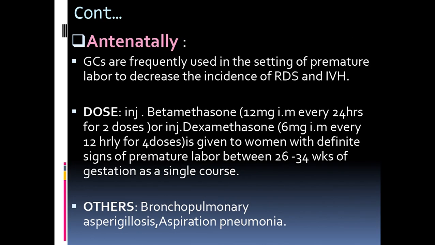Then antenatally, glucocorticoids are frequently used in the setting of premature labor to decrease the incidence of RDS, respiratory distress syndrome, and IVH, intraventricular hemorrhage.